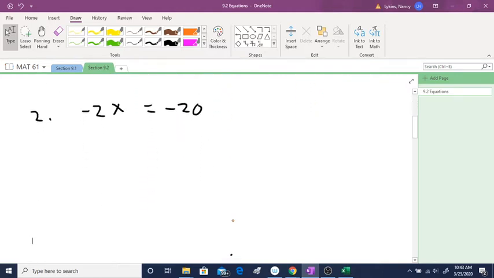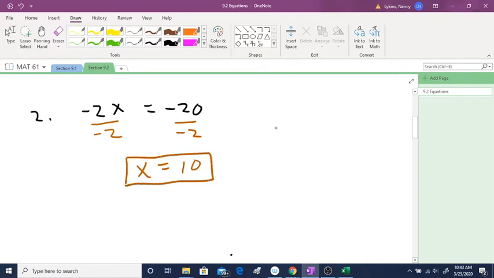Moving on to number 2. Now I've got a specific number in front of it. It's a negative 2, so it's negative 2x equals negative 20. In this case, that is like saying negative 2 times x. So you do the opposite, you divide. In this case, x equals negative 20 divided by negative 2, which makes a positive 10.